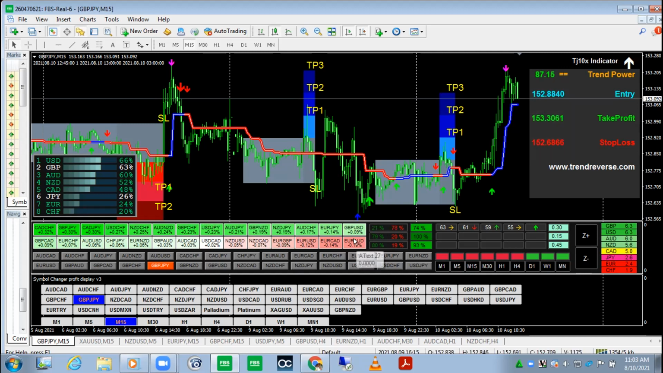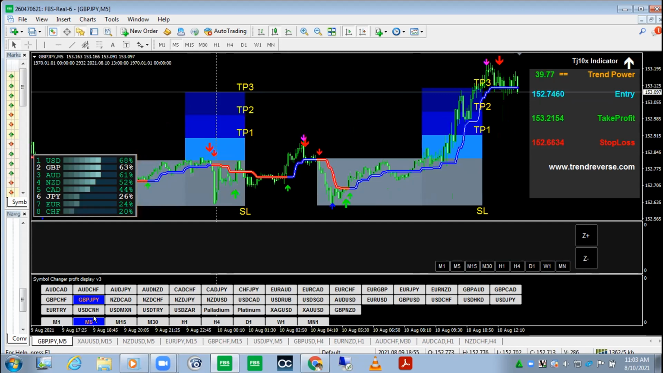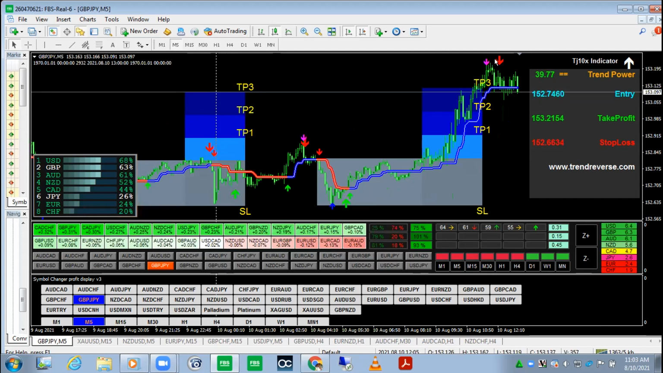Now let me go to Euro AUD for another example. I'm still going to pick my trade, of course, but I'm not picking at this moment. Let me go to 5 minutes and see what's happening. You can see on 5 minutes, what's it telling me? It is telling me sell.